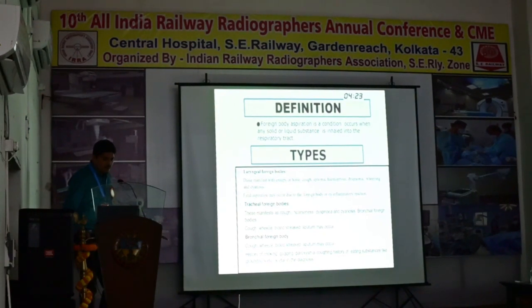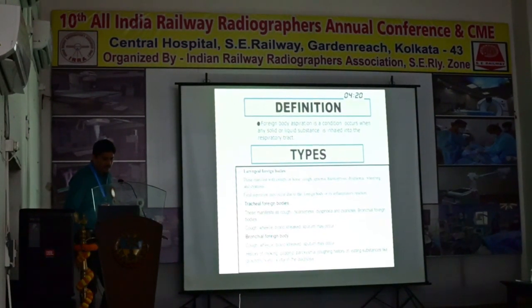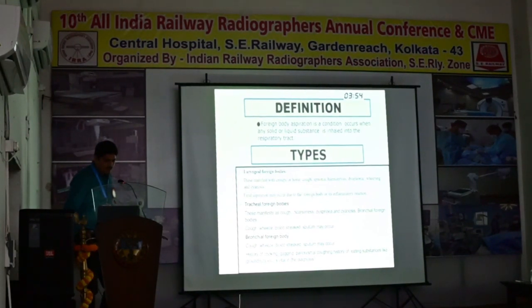foreign bodies: laryngeal foreign bodies. These manifest with stridor or hoarse cough, apnea, hemoptysis, dysphagia, wheezing and cyanosis. Fatal aspiration may occur due to the foreign body or its inflammatory reaction. Tracheal foreign bodies manifest as cough, hoarseness, dyspnea and cyanosis. Bronchial foreign body: cough, wheezing, blood-streaked sputum may occur. History of choking, gagging, paroxysmal coughing, history of eating a substance like groundnut etc. is vital in the diagnosis.